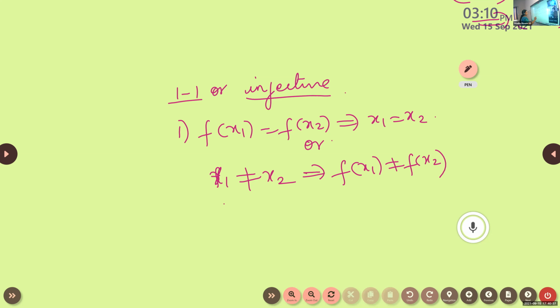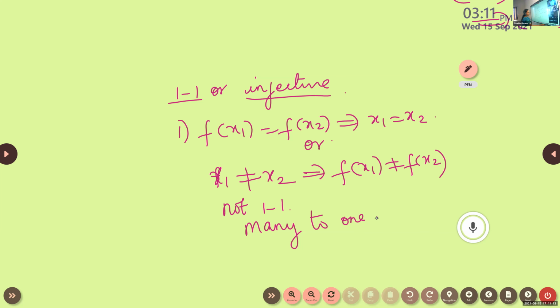If the function is not one-one, we say that it is many to one. So, one-one or injective: f(x1) = f(x2) implies x1 = x2. Or in other words, we can say x1 not equal to x2 implies f(x1) is not equal to f(x2). If a function is not one-one, we say it is many to one.